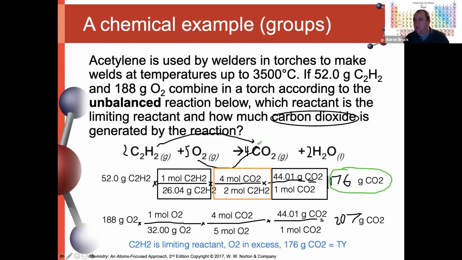Again, as we talked about yesterday, we can use that theoretical yield and compare it to, let's say that we did this reaction in the lab and it generated 159 grams of carbon dioxide. We could compare those two and get a percent yield, get an idea of how efficiently the reaction ran.